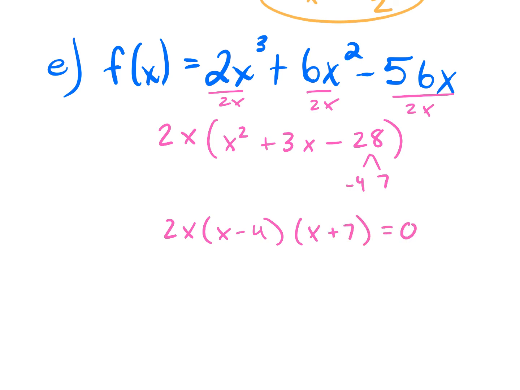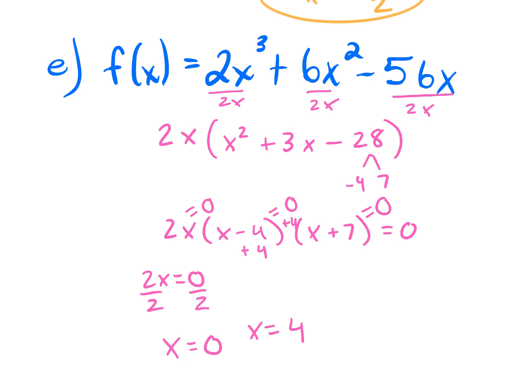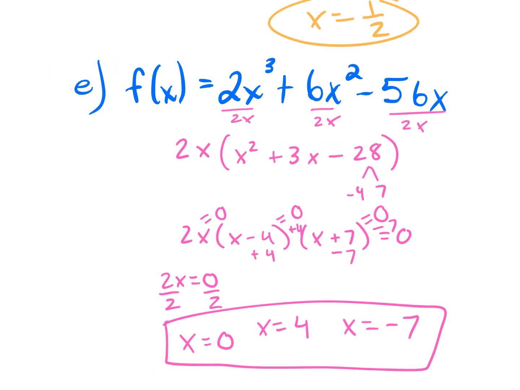Set each piece equal to 0, so this one equal to 0, this one and this one. So 2x is equal to 0. Divide both sides by 2, so x is equal to 0 is one of our solutions. For the second one, I would add 4 to both sides, so x is equal to 4. And then the third one, I would subtract 7 on both sides, so x is equal to negative 7. Those are our 3 solutions.